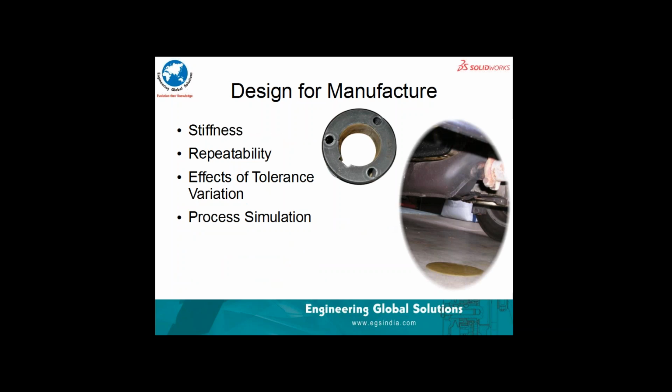The design for manufacture is typically attributed to stiffness, the repeatability in quality, the effects of the tolerance variation, and the process simulation depending on the nature of the products that we are trying to manufacture. If you look at the pictures on the right side, you would see the near breakout condition coming on the 3 fasteners, primarily as a result of inappropriate tolerances or the factor of safety that we looked at in the nominal dimension, which we did not consider when we were looking at the tolerances that were coming in.